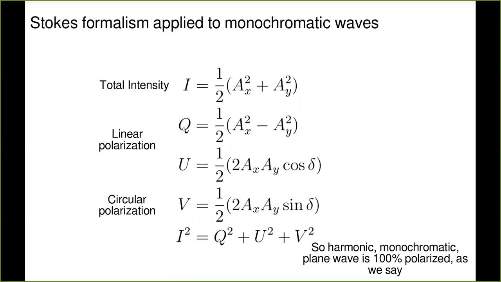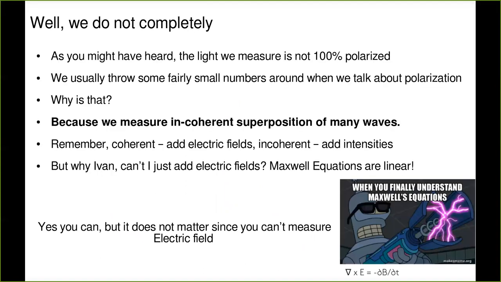And this is not true because what we actually always measure is the incoherent superposition of many different wave packets. Maybe the easiest way to think about it is wave packets that have a certain duration, much shorter than your integration time, so no interference can happen there. Another way to think about it is that you see photons which have all various states of polarization, and they're all mixed. If you have an excess of, for example, left-hand or right-hand polarized photons, or linearly polarized photons along one axis, your ray is going to be polarized.